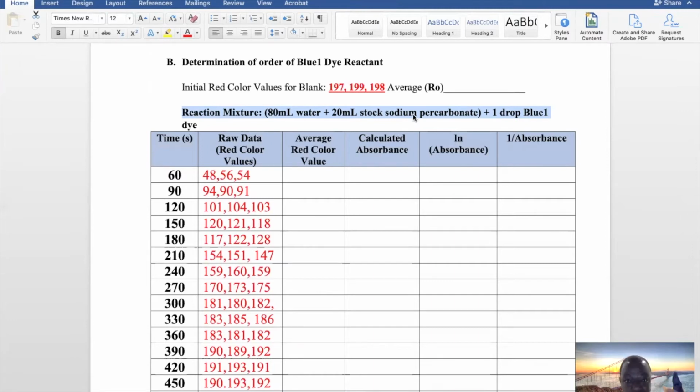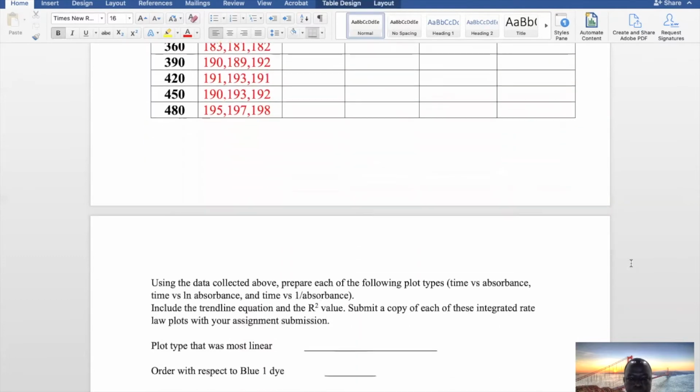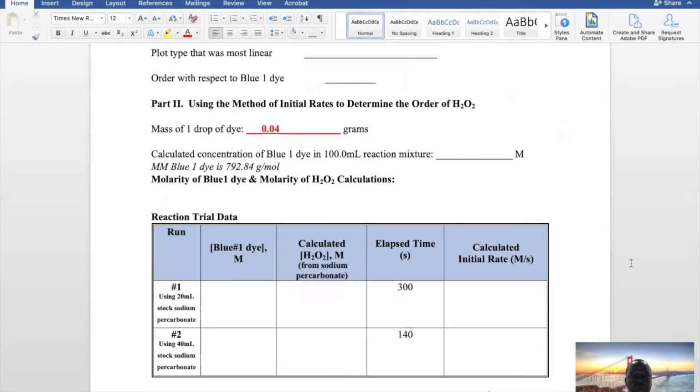You prepared the stock solution and you took 20 ml of the stock solution to use in the reaction in part 1B, and of course 1 drop of blue 1. So let's move on to the second part, that is part 2, using the method of initial rates to determine the order with respect to peroxide.